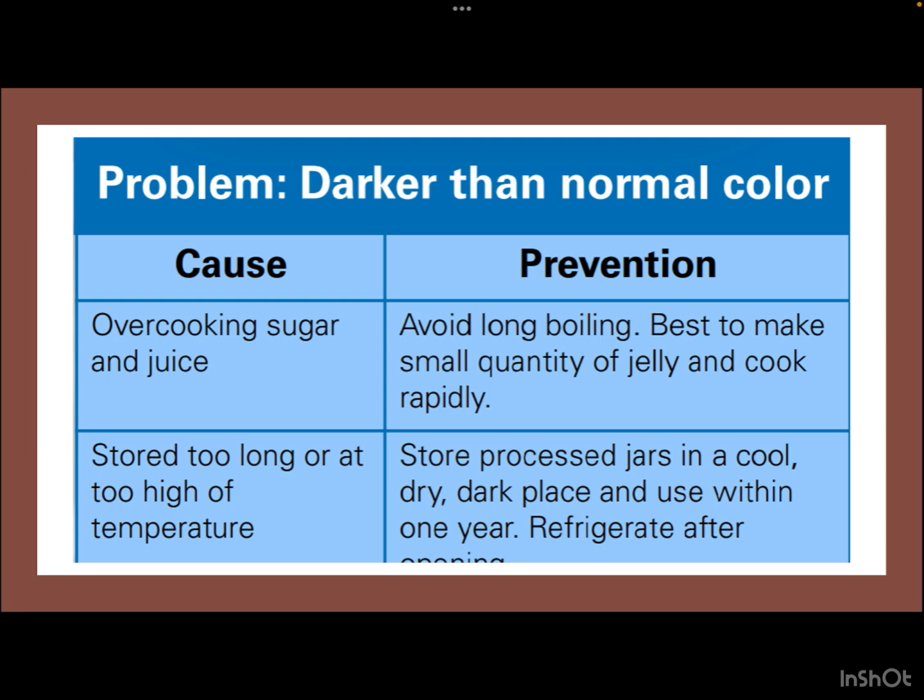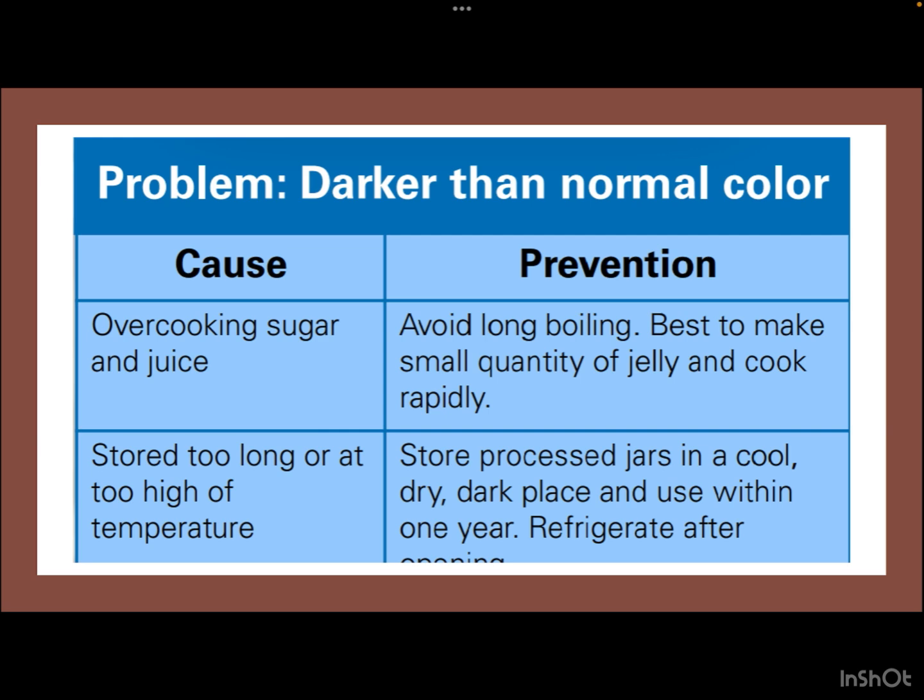The next problem is darker color than the normal one. It can be due to overcooking of sugar and juice. Now we know if we cook sugar for a long time, we get the problem of caramelization, which begins at 160 to 180 degrees Celsius. So if we overcook for longer or at a higher temperature, we may face the problem of darker color.